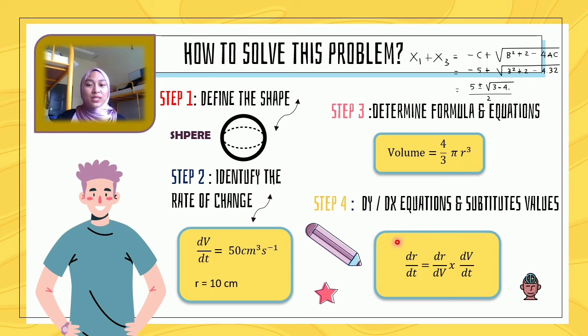Lastly, we must define the dy/dx equation and substitute the values. So the equation for the rate of change of the radius is dr/dt equals dr/dv times dv/dt.